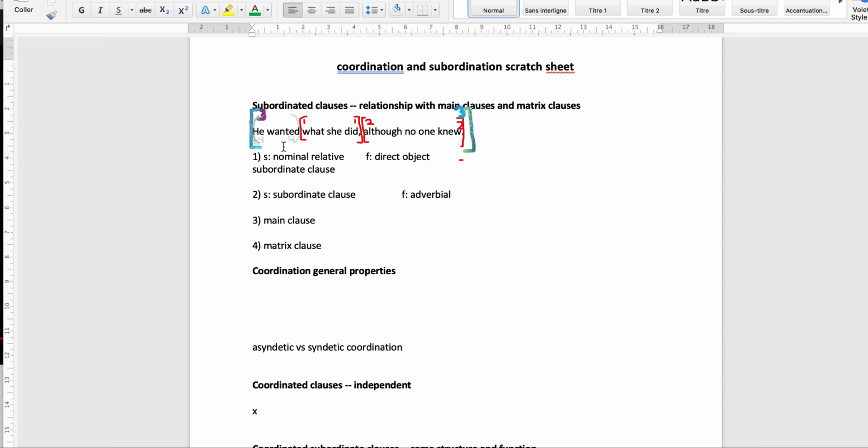Et vous pouvez penser à ça comme un jeu de soustraction. Une manière de penser à la matrix clause, ce serait de penser à la main clause, et vous pouvez ôter les deux subordonnés, et il vous reste quoi? Vous restez le matrix clause. Et ça, c'est juste une question de terminologie, si vous voulez juste désigner cette partie de la phrase.